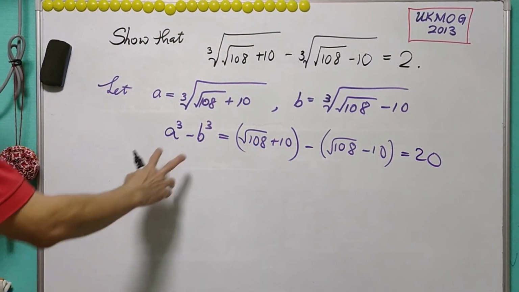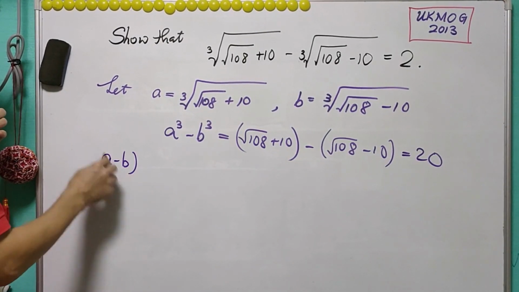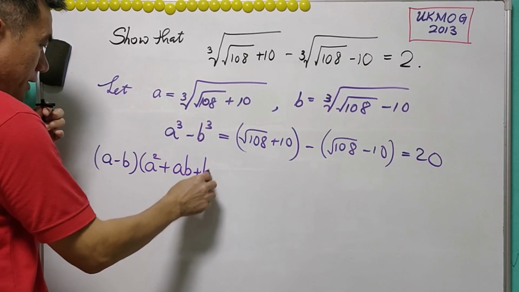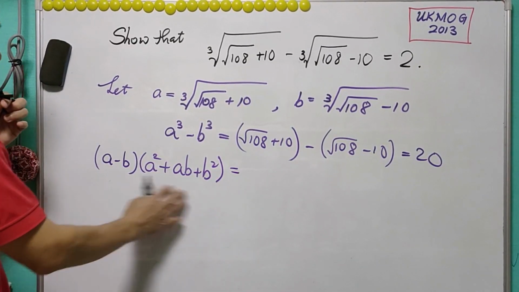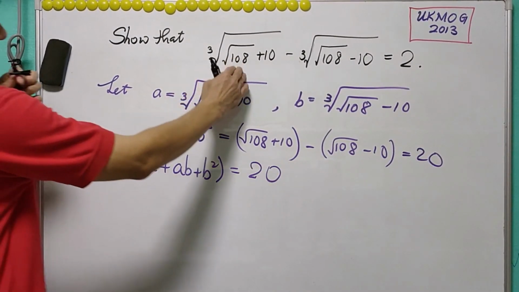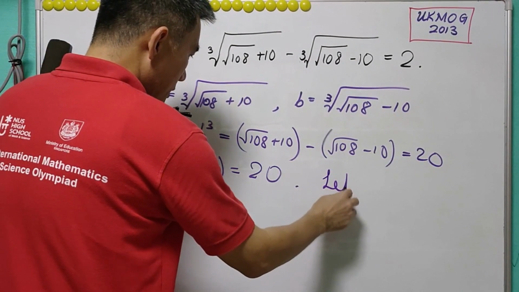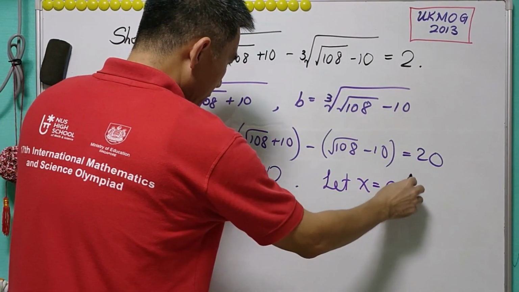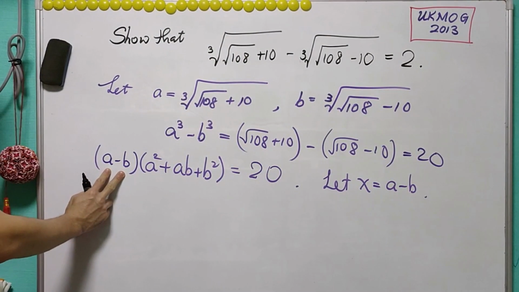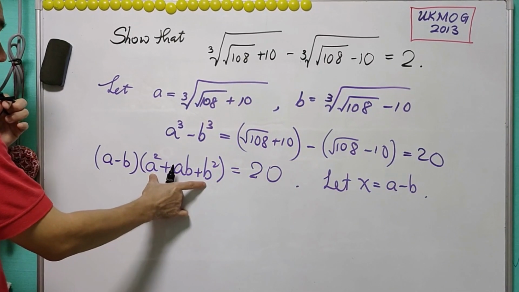On the other hand, we know that A cubed minus B cubed is actually equal to (A minus B)(A squared plus AB plus B squared). So this is equal to 20. We are asked to show A minus B equals 2. So in this case, we can let x be equal to A minus B. So this can be replaced as x, but we are still lacking the values of A squared plus B squared and AB.